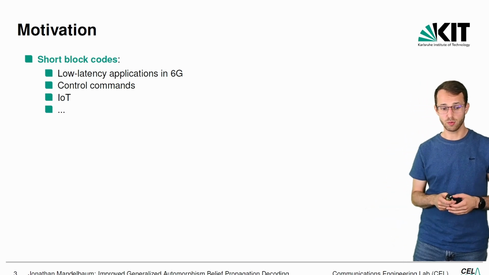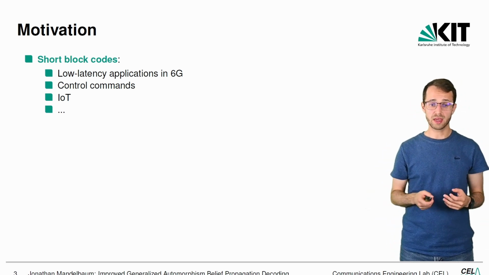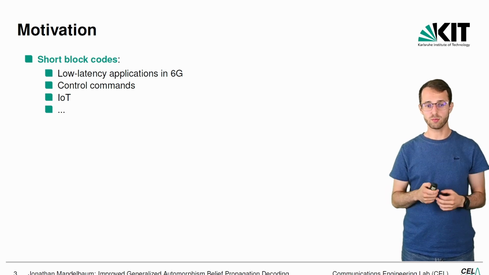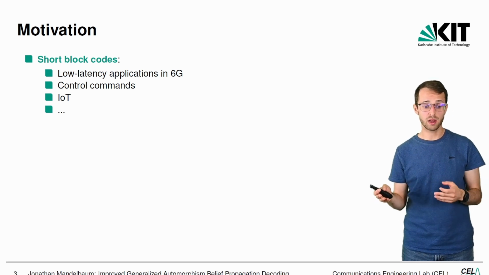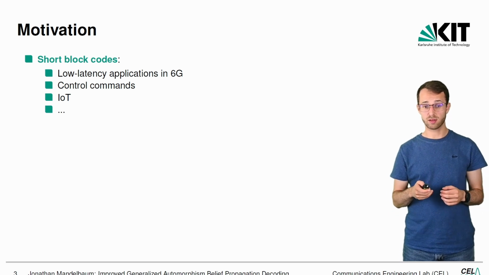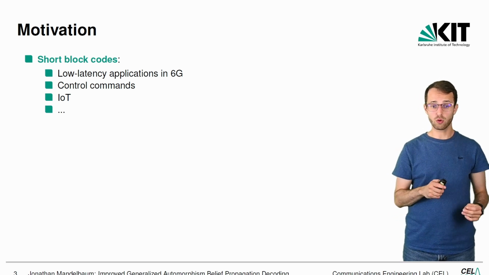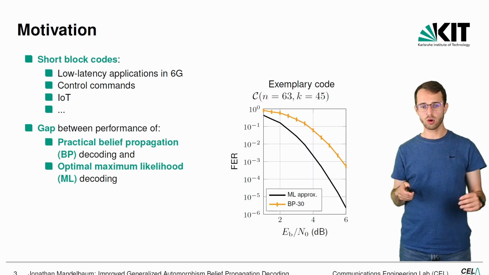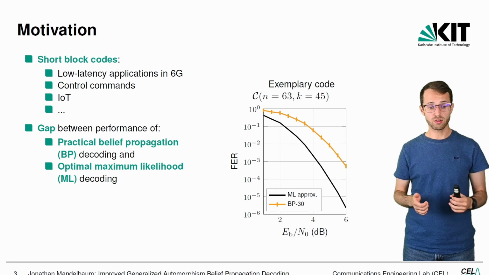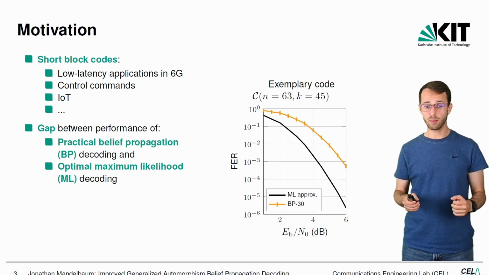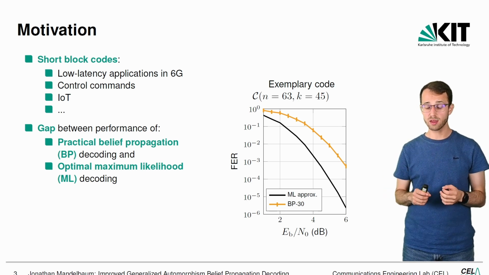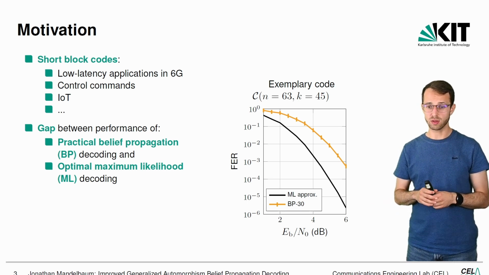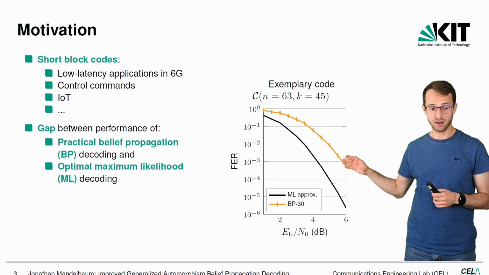Let me start with a short motivation. For future communication applications, short block codes are going to become more and more relevant. For example, if we consider low latency applications in 6G, or the communication of control commands, or an IoT scenario. However, for short block codes, there still exists a considerable gap between the performance of practical belief propagation decoding and optimal maximum likelihood decoding, as depicted also here for an exemplary code on the right-hand side.